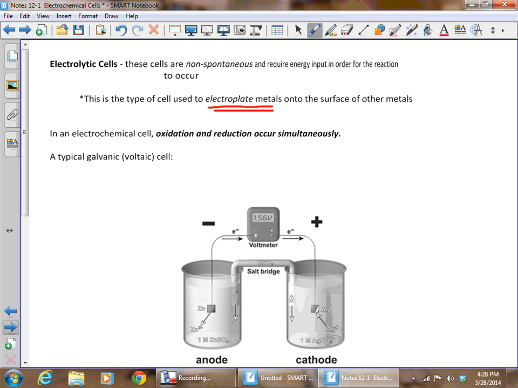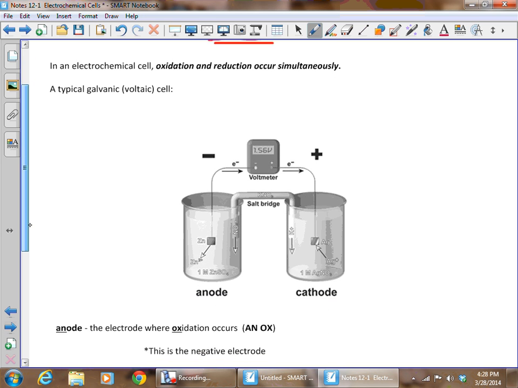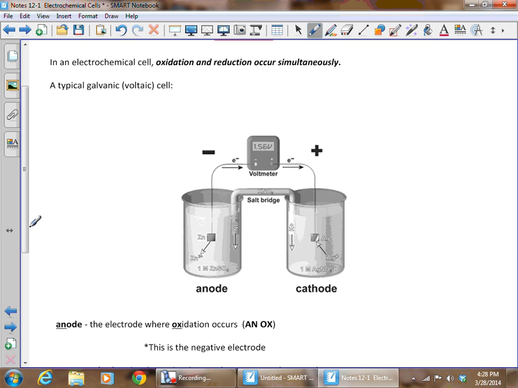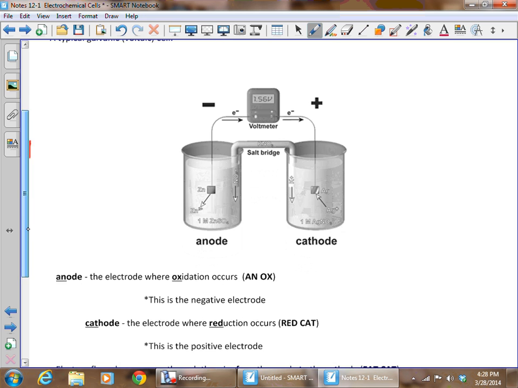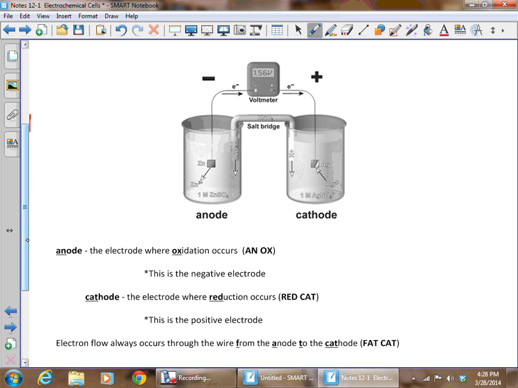In our case, we're going to spend a whole lot more time on our galvanic or voltaic cells. So remember, in an electrochemical cell, oxidation and reduction occur simultaneously. Here's a typical galvanic or voltaic cell. So we look at this and we see a cell that has 2 chambers. These chambers are called the anode and the cathode. And the anode actually is, in this case, a piece of zinc metal.